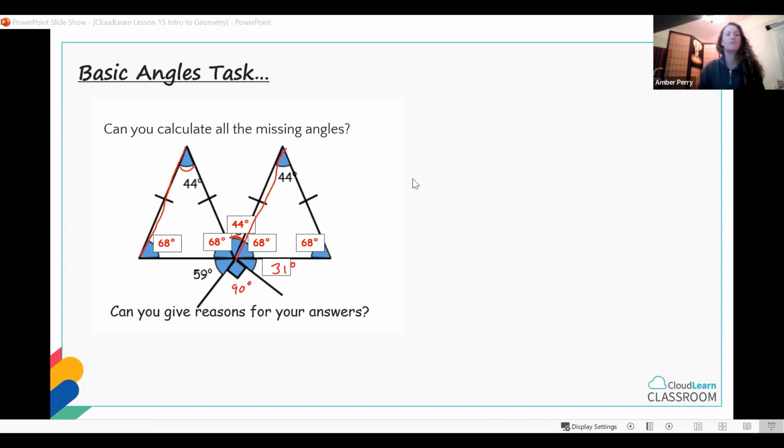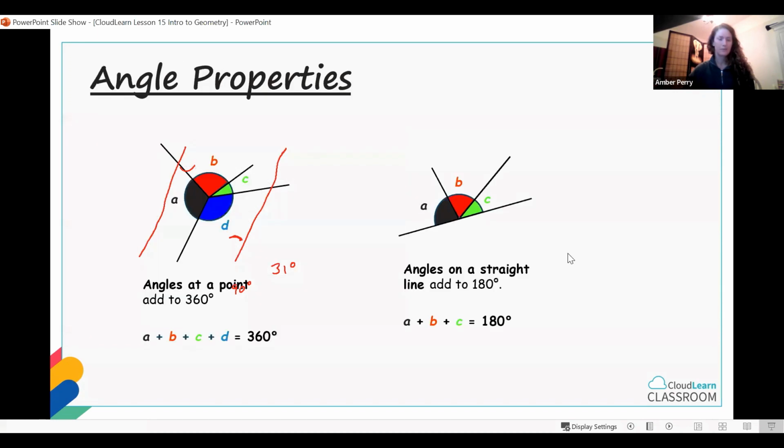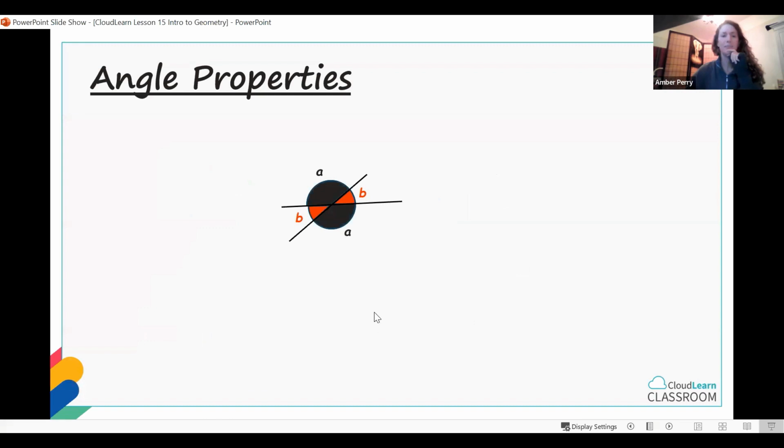I'm just going to quickly go through all those angle facts with you. So let me clear that. So what we've used is we know that angles at a point add up to 360 degrees. Okay, so we could say A, B, C, and D, they add up to 360. And you've also just used this quite a lot. This angles on a straight line add up to 180. Okay, we also used the angles in a triangle add up to 180.